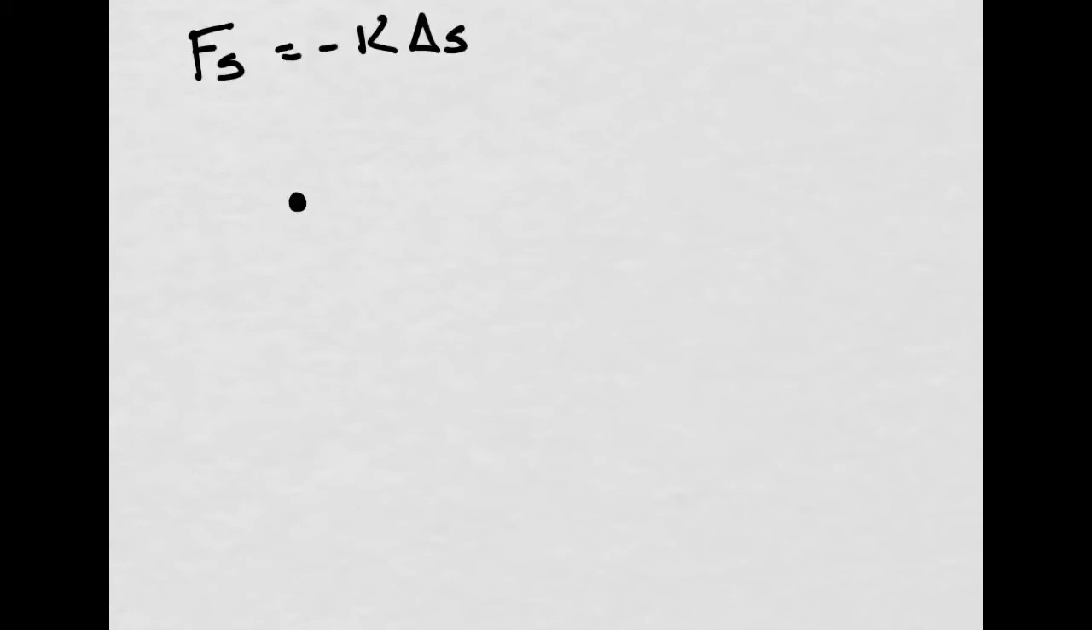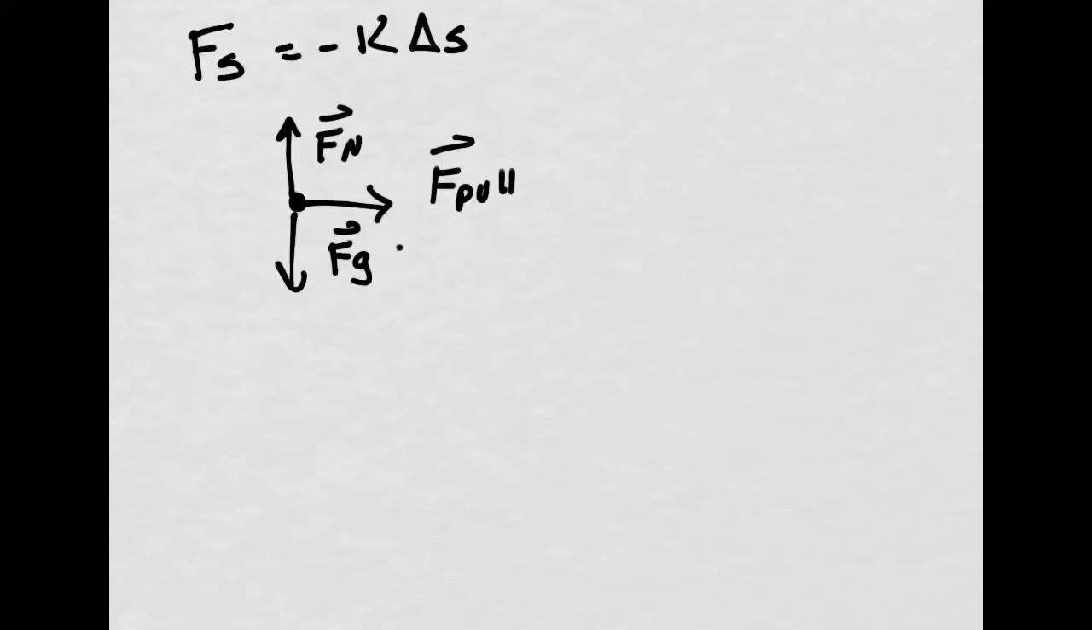a box being pulled by a train with a pulling force F pull. It has a normal force because it's on the ground. It has a gravitational force because it's on the earth. Let's make that look a little nicer. And then it has a force of friction, F static.